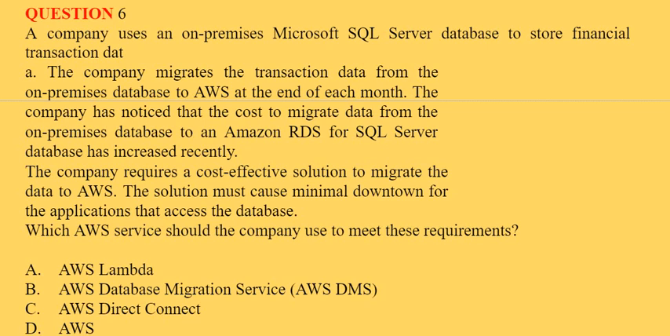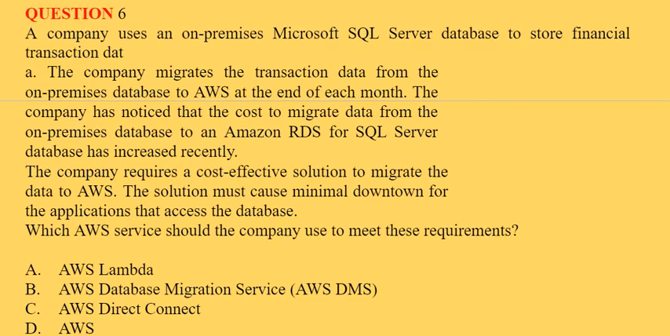Question: A company uses an on-premises Microsoft SQL Server database to store financial transaction data. The company migrates the transaction data from the on-premises database to AWS at the end of each month. The company has noticed that the cost to migrate data from the on-premises database to an Amazon RDS for SQL Server database has increased recently. The company requires a cost-effective solution to migrate the data to AWS.